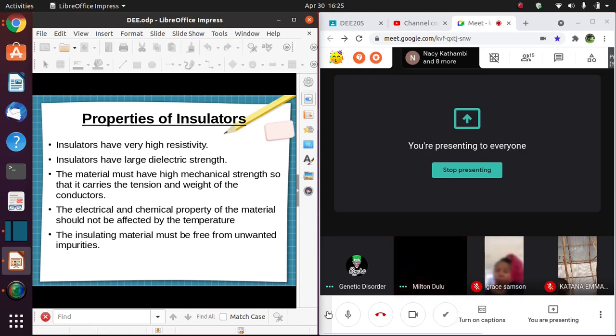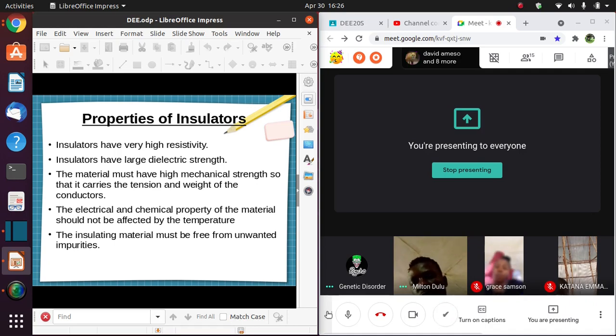Now, they also need to have high mechanical strength, and this is usually prevalent when we are talking about installations hizi ambazo cable ni kubwa. If you're going to be installing cables whose weight is 1,000 kilograms, 2,000 kilograms, then the insulator that you choose for that cable then has to be able to withstand that weight and the tension of that wire.